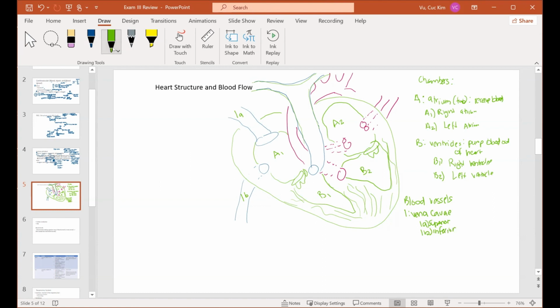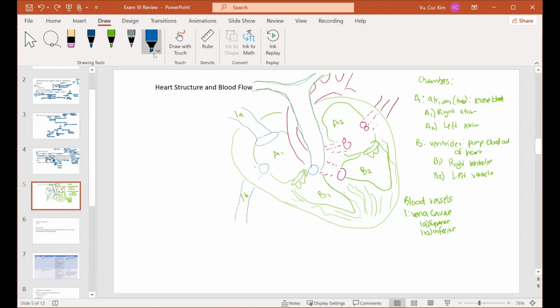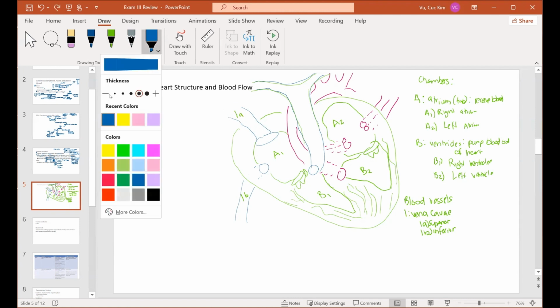Then it dumps the blood. Yes, it can. Oh, that's too thick. A little bit less thick. Make it a little bit transparent.